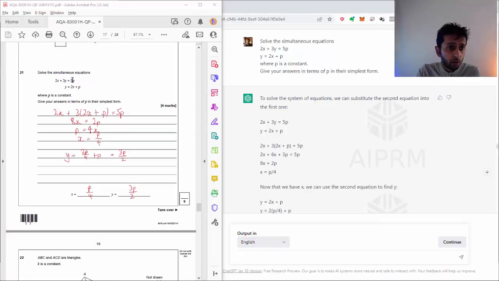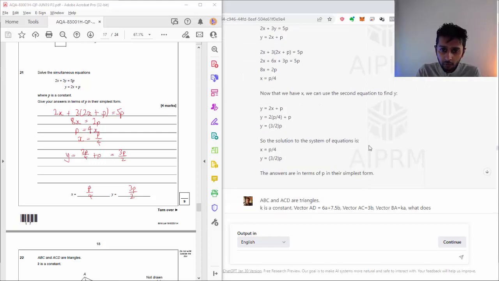Next is question 21, which is solving this simultaneous equation here, giving your answer in terms of p in its simplest form. So I typed it in, it's given me this output there, final answer is there, so I've copied out the working out and the answer there. We can check if that's right in a minute.